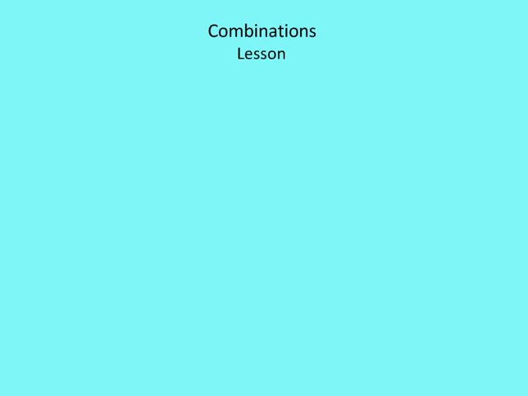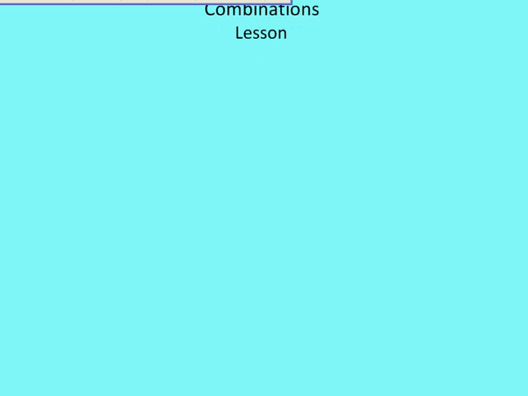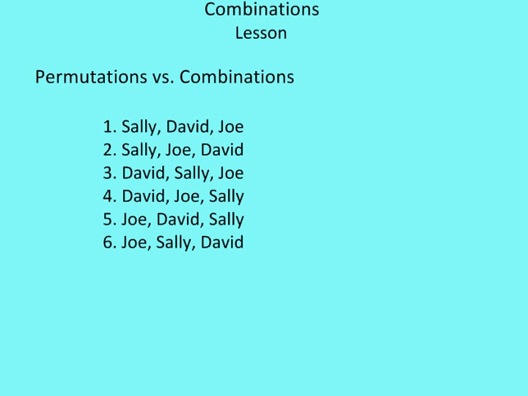In this edition of Auten Math, we're going to talk about combinations. So let's get started. Okay, so the first thing I want to talk about is permutations versus combinations. So we said we're going to talk about combinations. Let's talk about permutations versus combinations.